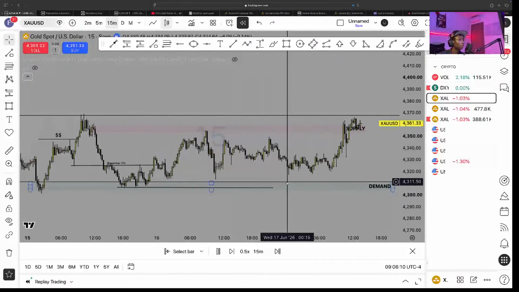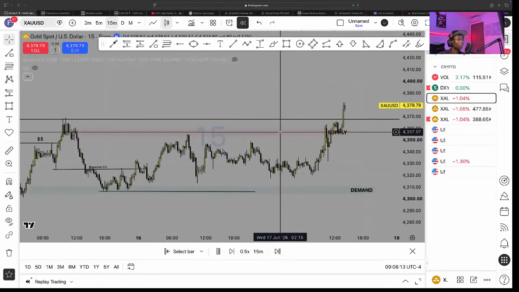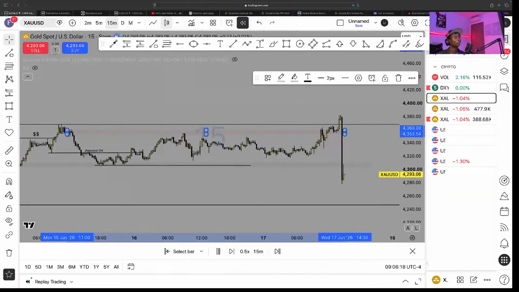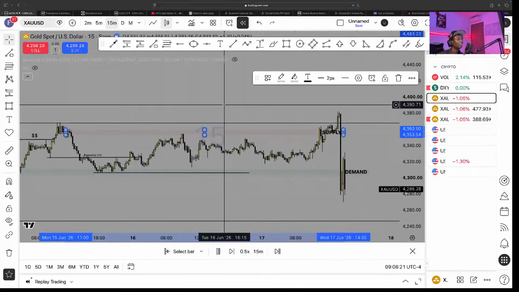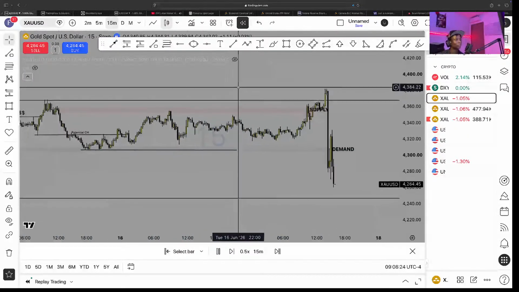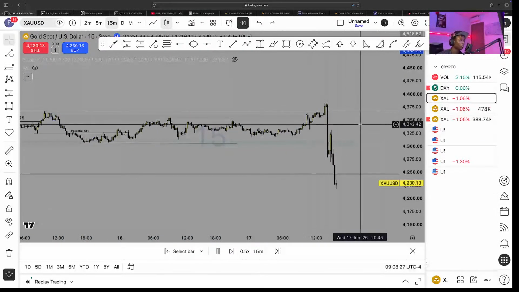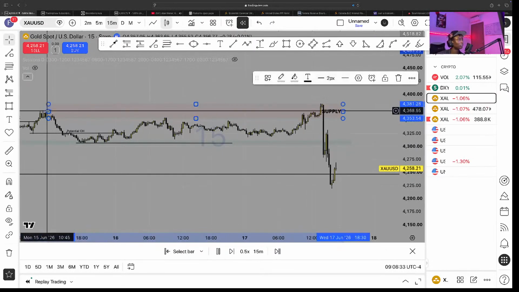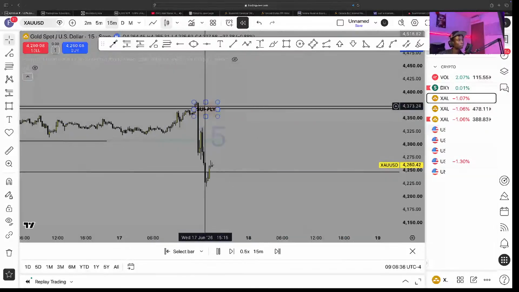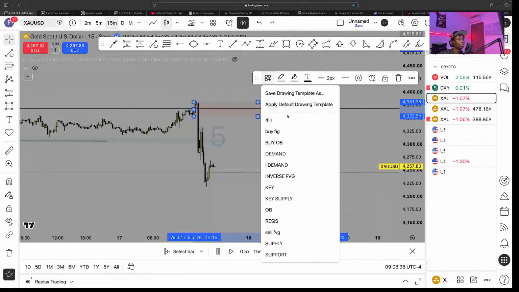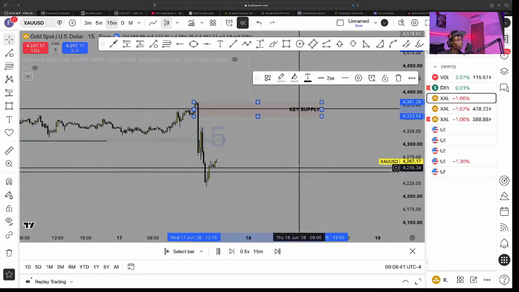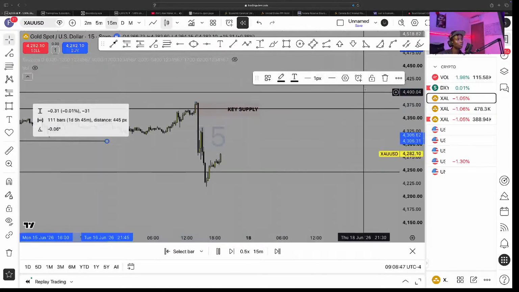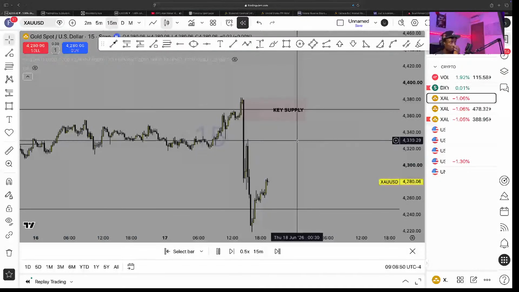So now you guys can see the demand is struggling in this. Demand almost took over from supply, but supply stepped in again. I'm just gonna bring this here. I'm gonna label this my key supply. So I'm gonna take this demand out. I'm gonna delete the demand. I like my chart to be neat so I know what I'm looking at.